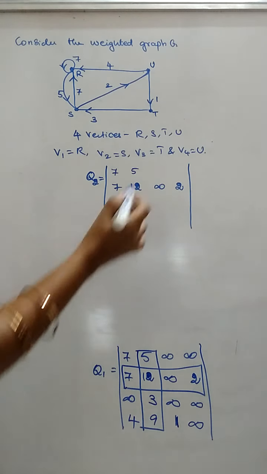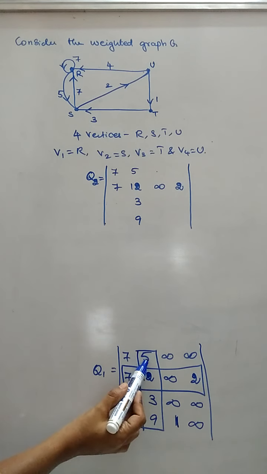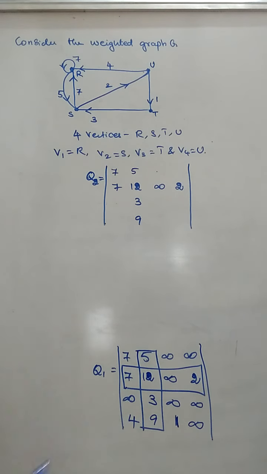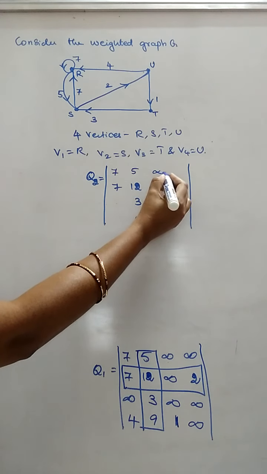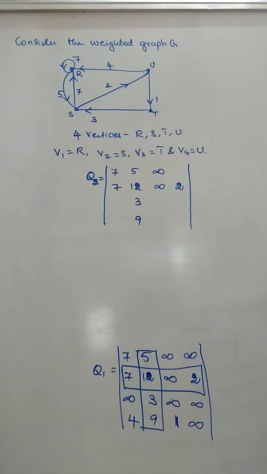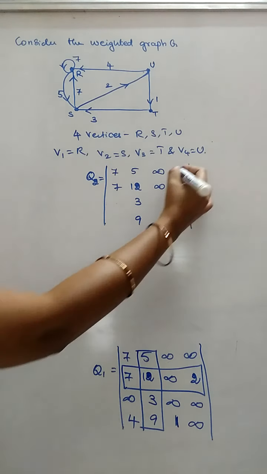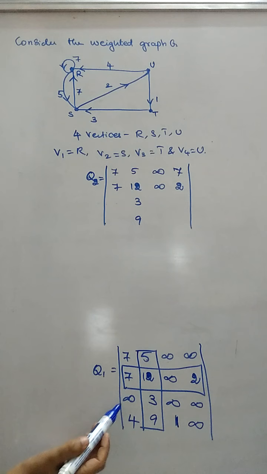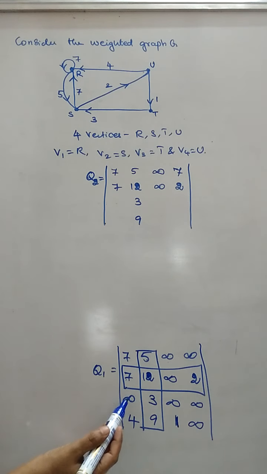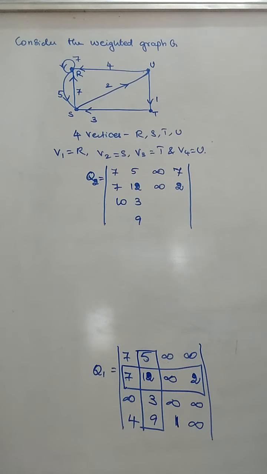Okay, so in order to fill the value for this one, here you can take the value 5 and infinity. So here also we can write infinity. Next 5 plus 2, 7, which will be compared with the infinity. 7 is the minimum number, we can write it here. Then 7 plus 3, 10. 10 will be compared with infinity. 10 is the minimum number, so we can write 10 here.